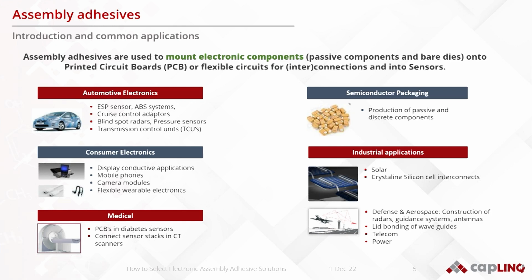But first, let's start. What are assembly adhesives? On a really basic level, assembly adhesives are used to mount electronic components to a printed circuit board. This could be either a passive component or bare dies, and this could be also on flexible circuits or for sensor applications, and also for a wide variety of applications. Think about solar applications, maybe automotive applications, consumer electronics. There's a wide variety of applications where these materials actually could be used and are used nowadays.